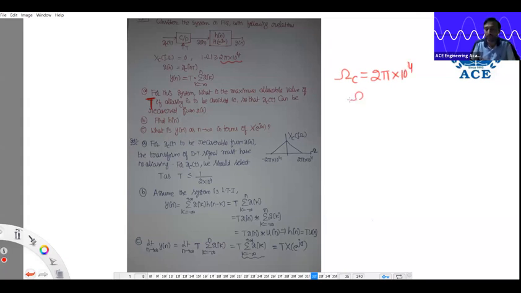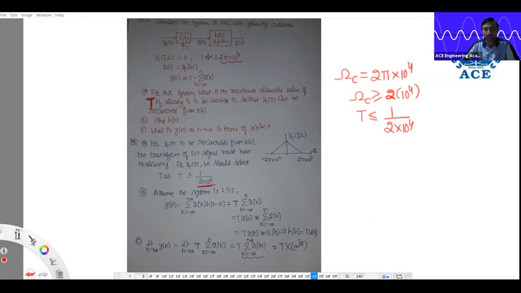What is the sampling rate condition? Omega s must be greater than or equal to 2 times the highest frequency, 2 into 10 power 4. In terms of sampling period, what will we say? 1 by 2 into 10 power 4. To avoid aliasing, the sampling period must be less than or equal to 1 by 2 into 10 power 4.